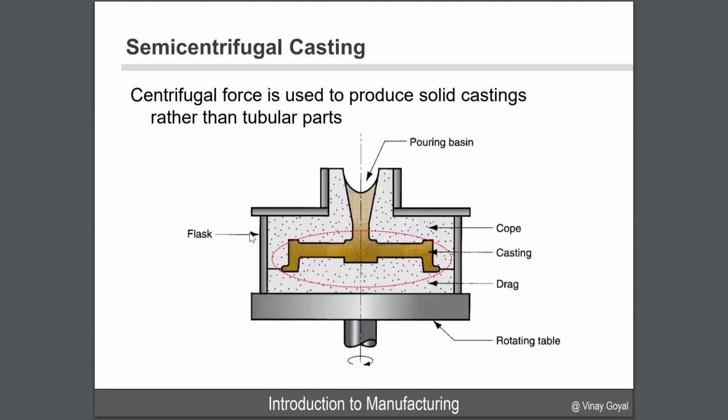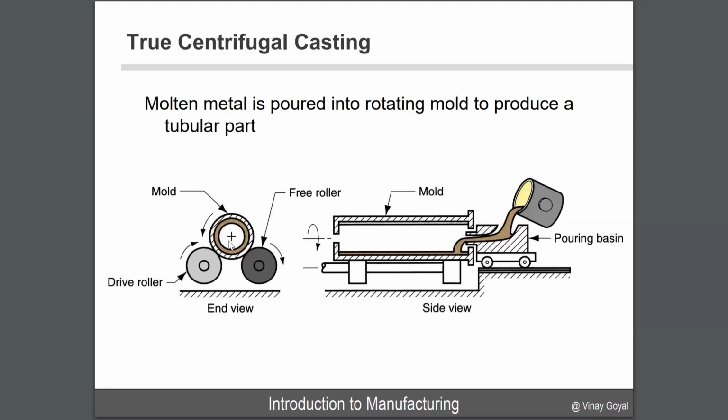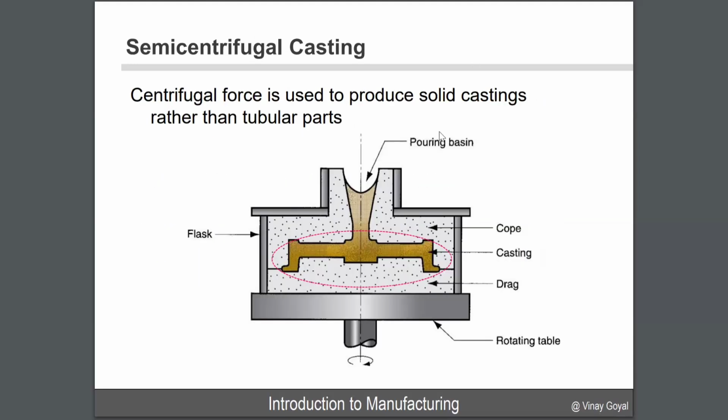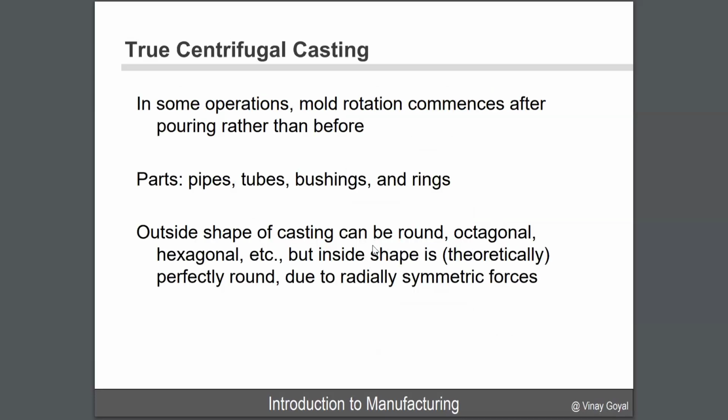Now, semi-centrifugal casting is a little bit different. In this case, you're creating solid castings, not tubular. Like here, you're not going to have empty space in the center. In this case, it's very similar where you pour the material here. You're going to have the casting material around it. And what you're doing here is you're pushing the material in and then rotating that at very high speeds. And now you have a solid part instead. So, right, that's the difference between this and that.